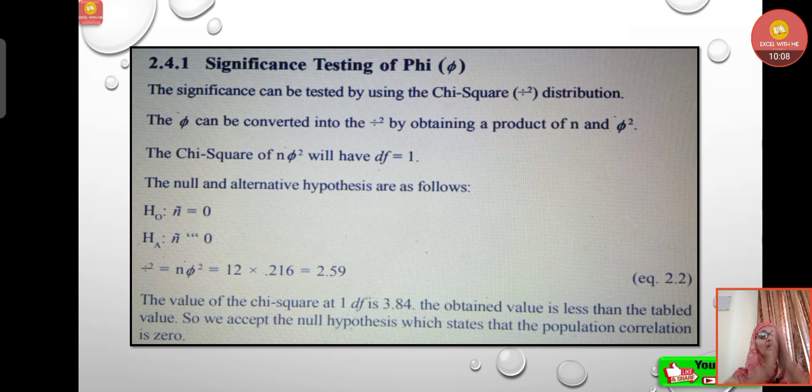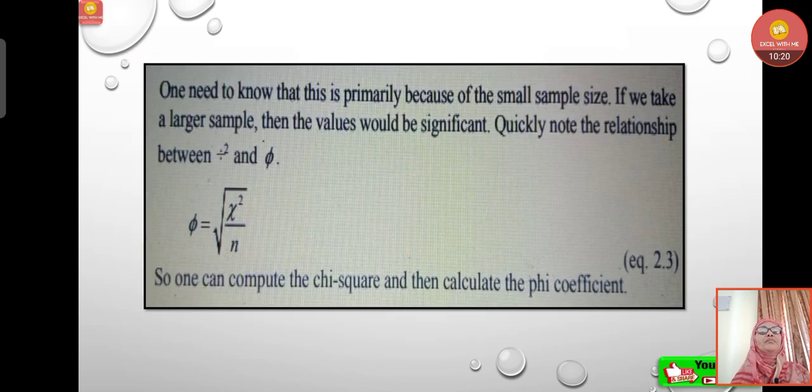We should have the table to find out the degree of freedom, and the table should be there where we can find out whether the answer is above or below the table value. If it is below the table value, we can accept the null hypothesis. If it is above, then we have to reject it. One needs to know that this is primarily because of the small sample size. If we take a larger sample, then the values would be significant.